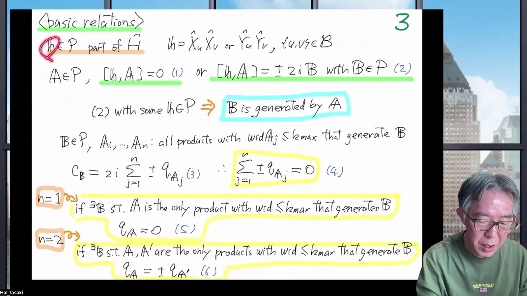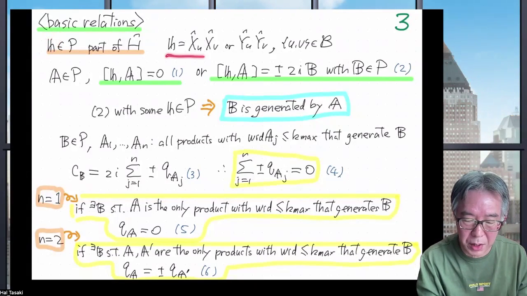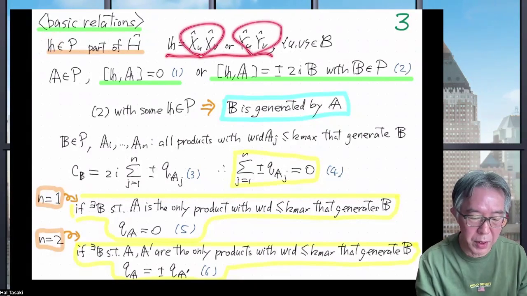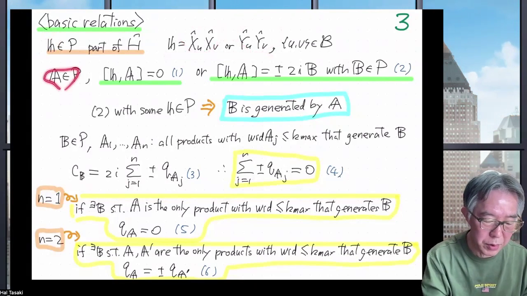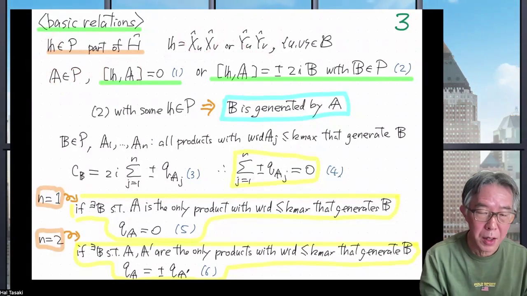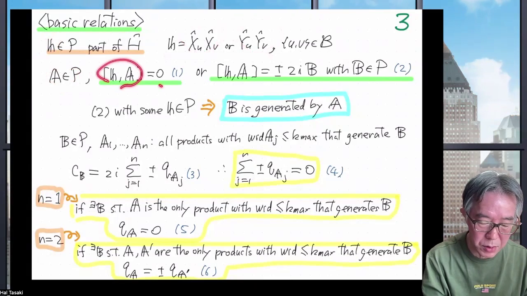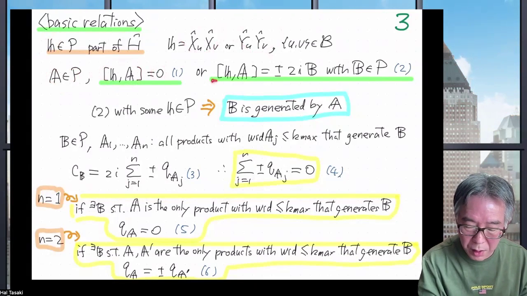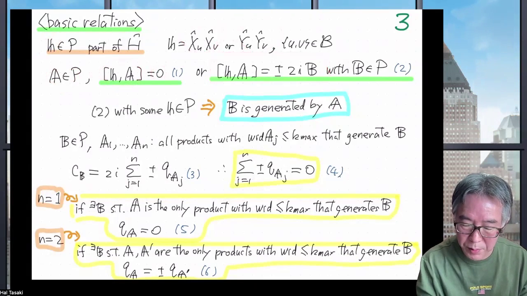This is a product which is a part of the Hamiltonian. So in this case, it's simply XX or YY. Okay. And take any product A and look at the commutator between H and A. Then I say that this commutator may be either 0 or have this form with some B: plus or minus 2i times B.